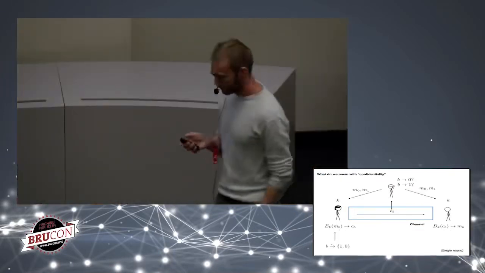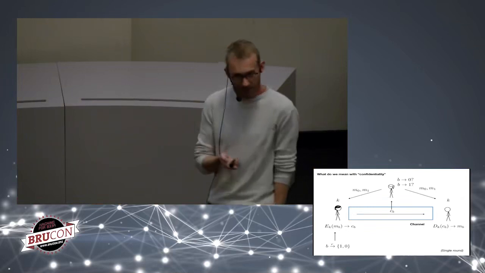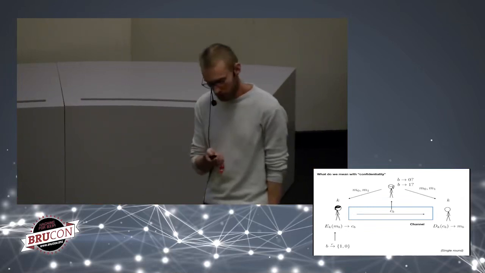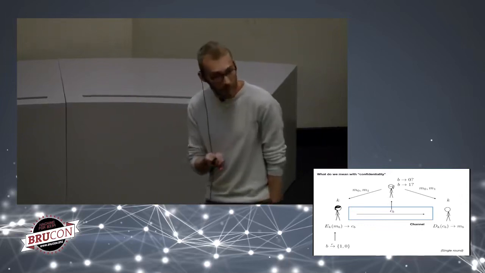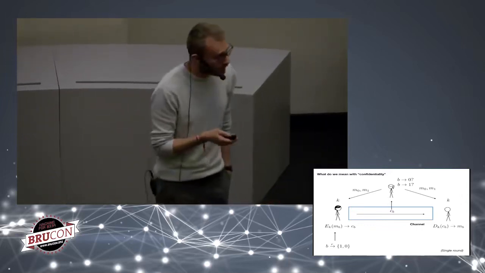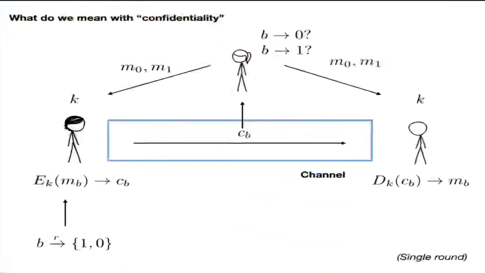Okay, so let's now look at what we mean. What does it mean if we say that something provides confidentiality? And what does confidentiality mean exactly? So we are going to play a small game, if you will. We have Alice here and Bob here, and we have Eve here. What is Eve going to do? Eve is going to submit messages M0 and M1 to Alice and Bob. She can choose those messages. Eve chooses those plain text messages.